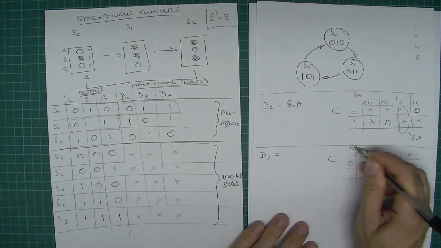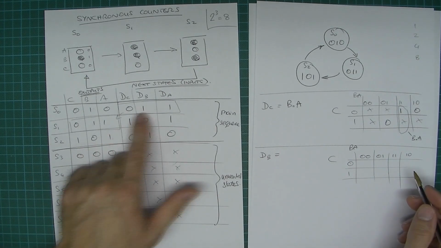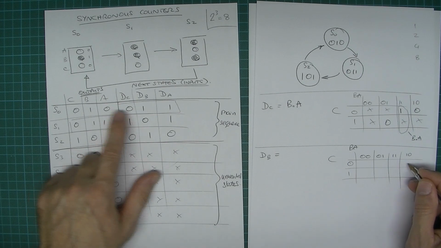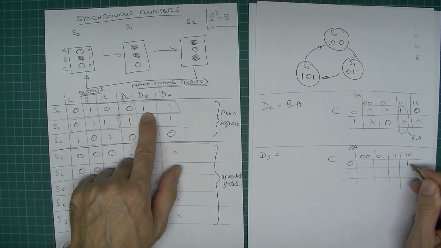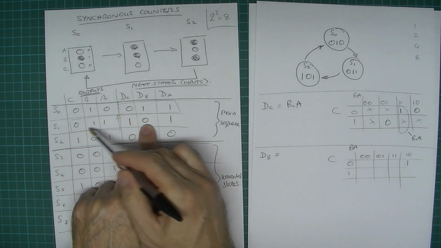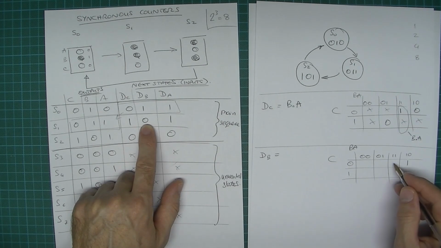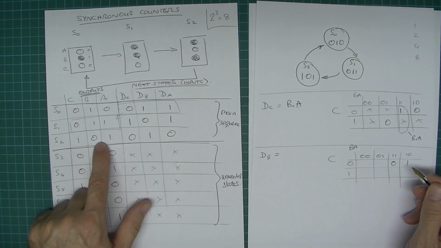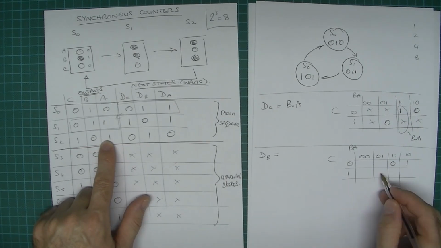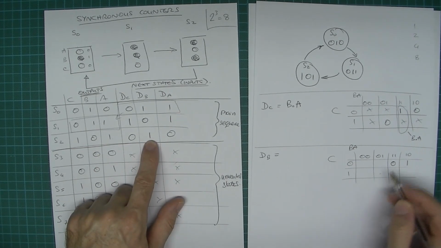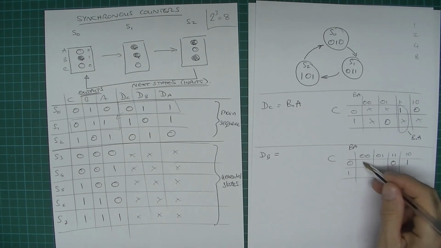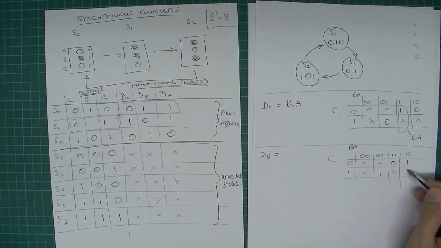And that's the B and A. And so DB, we've got 0, 1, 0, so that's a 1. And then we've got 0, 1, 1, so 0, 1, 1 is a 0. And then 1, 0, 1, there, DB is 1. And then if we were to fill these out, you'd actually find that they're all don't cares.